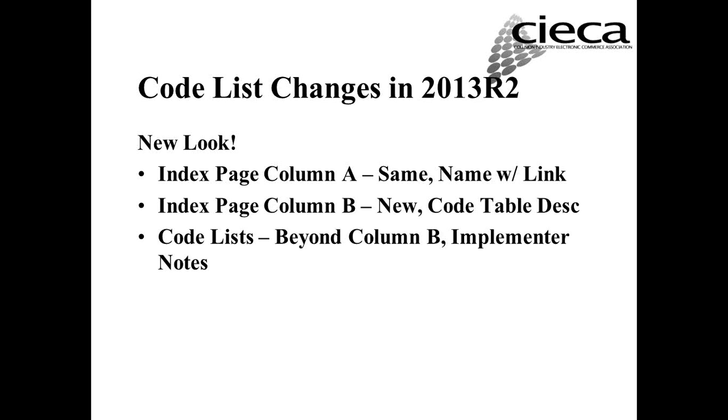When you view the code tables themselves, you may notice some changes. Column A will still contain the code, and column B will still contain the code description, but column C and beyond now can contain notes from the committee to aid implementers.